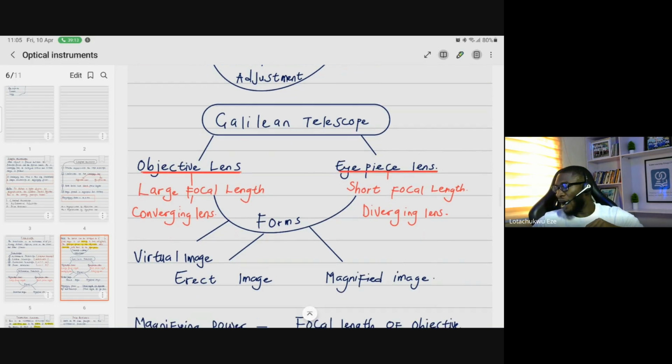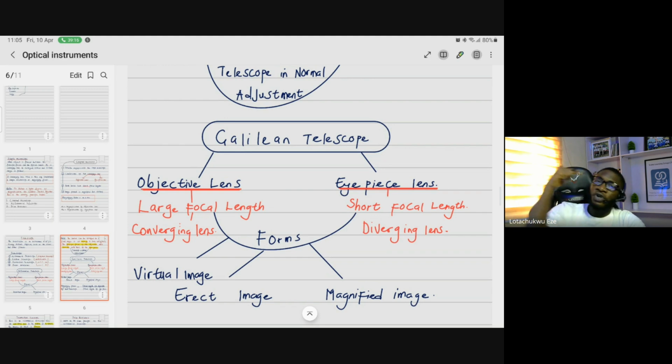The reason why we had that is because for your first one, the astronomical telescope, the image formed is inverted. Galileo corrected that very error or that very challenge with the first telescope by ensuring that of the two lenses, one is a converging lens, the other is a diverging lens. But for the astronomical telescope, both of them were converging lenses, and that gave birth to an image that is inverted.